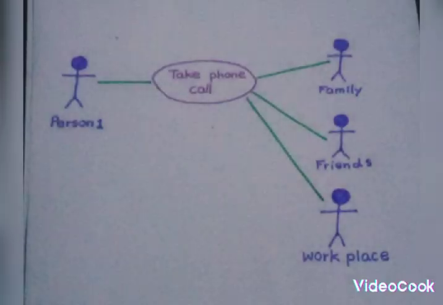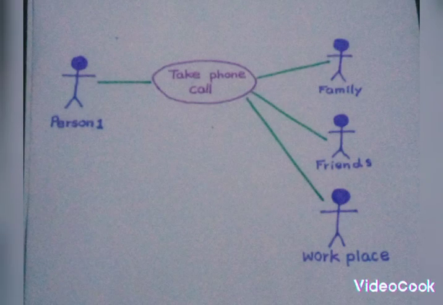Now in the intro of this video, I have mentioned the calling app of your mobile phone, and that would be our fourth and final example. Scenario number 4. Person 1 takes phone call to family. Person 1 takes phone call to friends. Person 1 takes phone call to workplace. I want to mention a few important points here. You can see 4 actors, 1 use case and 4 communications, which implies that one use case can be connected to more than one actor.